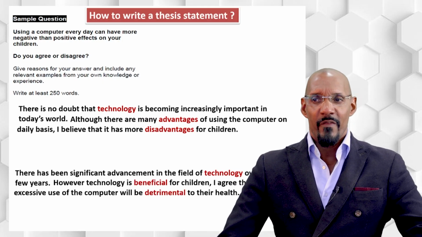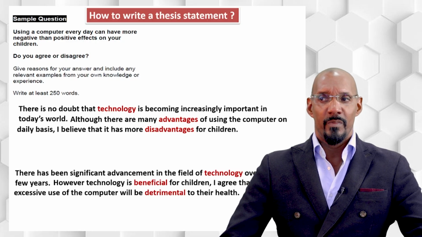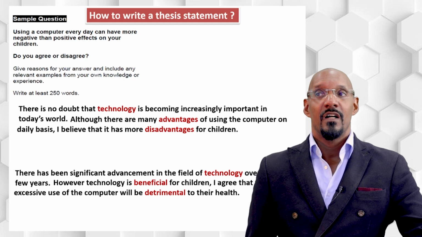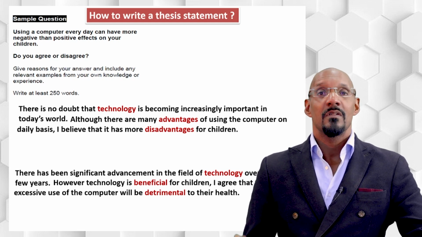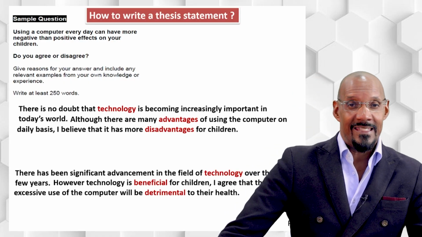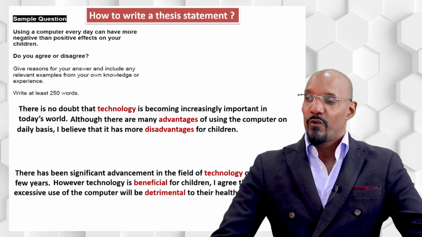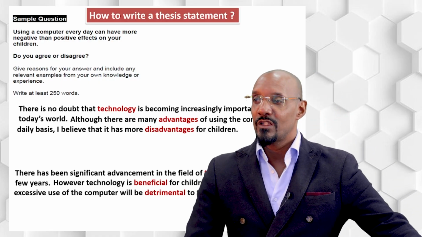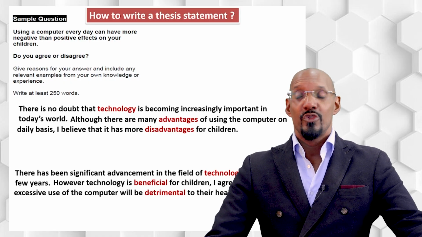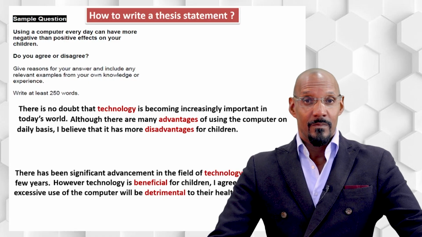If you look at the bottom, it says, however, technology is beneficial for children. I agree that excessive use of the computer will be detrimental to their health. This is a rephrasing of your thesis statement in the beginning of the essay. So while you said in the thesis statement in the intro paragraph, I believe it has more disadvantages for children, you are now saying in the conclusion, I agree that the excessive use of the computer will be detrimental to their health. Both of those are disagreement statements.